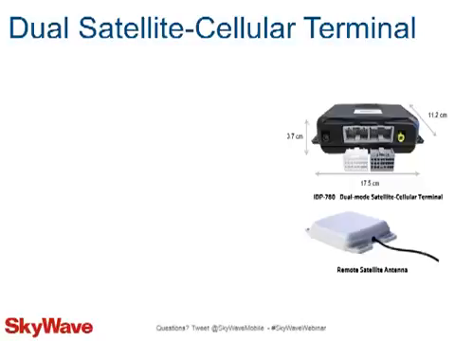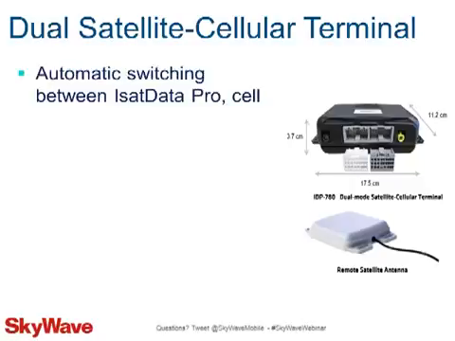The IsatData Pro dual-mode satellite cellular terminal has the added benefit of a cellular modem in addition to the satellite modem. This allows the terminal to automatically switch between IsatData Pro satellite or the local cellular network depending on which communication service is available. This feature is ideal for the transportation market, which has assets moving between urban and remote regions, and customers wanting to use the most cost-effective service without sacrificing the visibility or the ability to communicate with their vehicles.